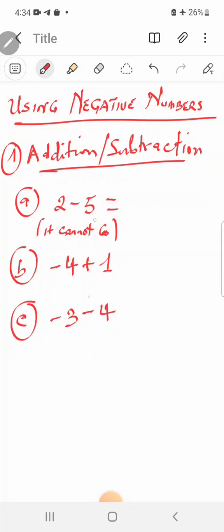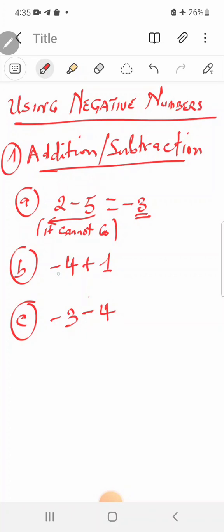So what you do is read this problem backward. Read it as it is 5 take away 2. If it's 5 take away 2, the answer is 3. So it means our actual answer here is negative 3, because originally this difference is not possible on positive numbers. So if your answer is it cannot go, it means your actual answer will be a negative. So that's it for it cannot go.